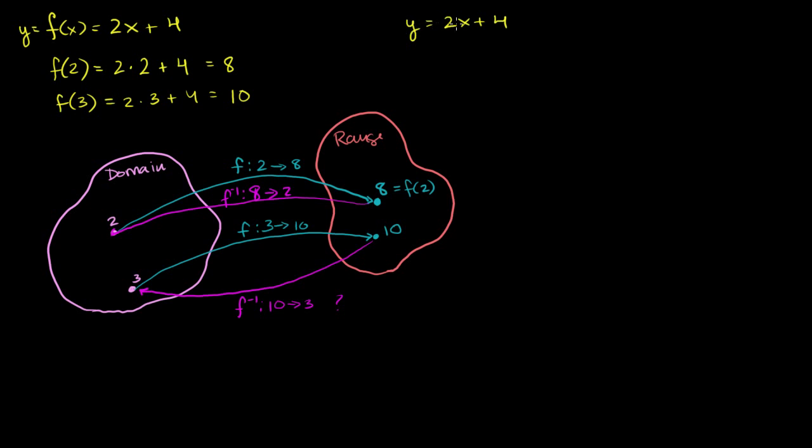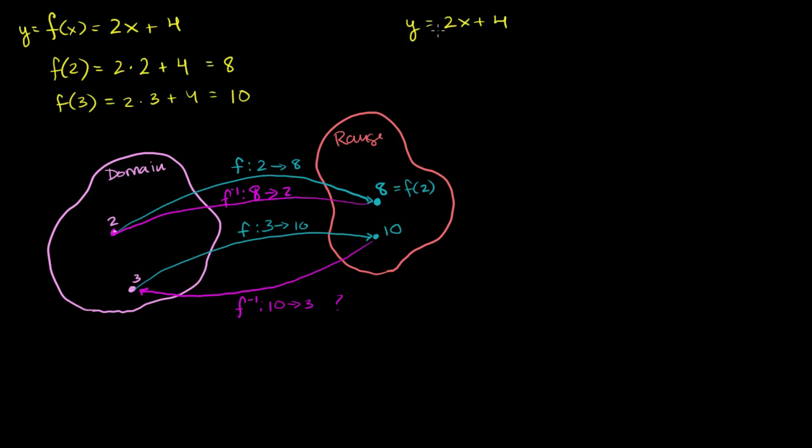And this, once again, is our function. You give me an x, it'll give me a y. But we want to go the other way around. We want to give you a y and get an x. So all we have to do is solve for x in terms of y. So let's do that.